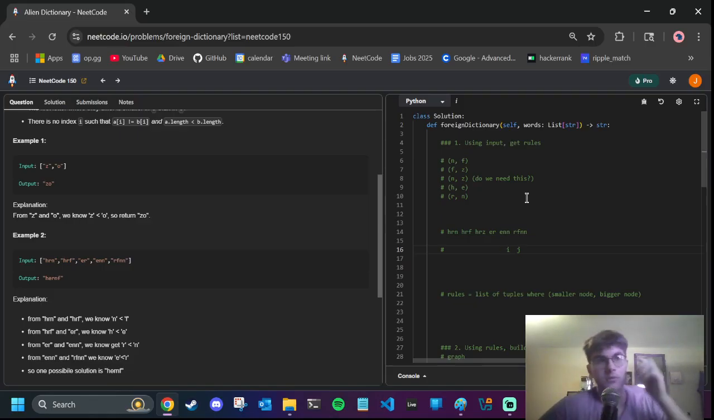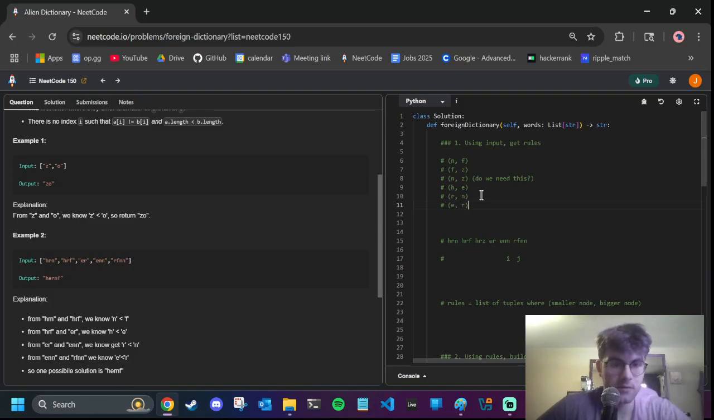Then with these, I think that's all you can really determine. You can only get one rule for any two words that you compare. You can only really tell one thing. You can't get any more information from just two words. Okay, now this, the first letter is not the same, so we know that E is less than R.